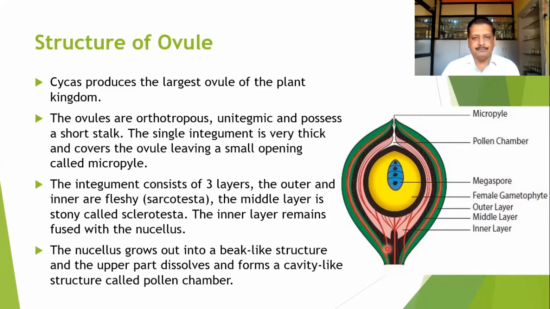The inner layer remains fused with the nucellus tissue, and the nucellus grows into a beak-like structure, and the upper part dissolves and forms a cavity-like structure called the pollen chamber. Here you can observe that this pollen chamber is there.